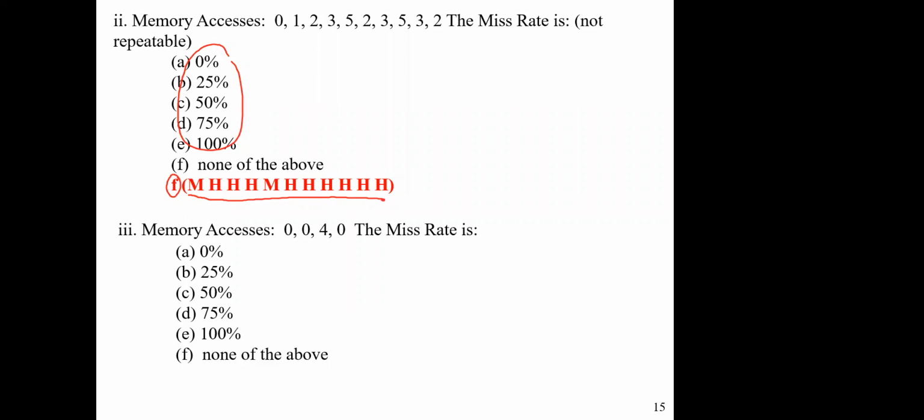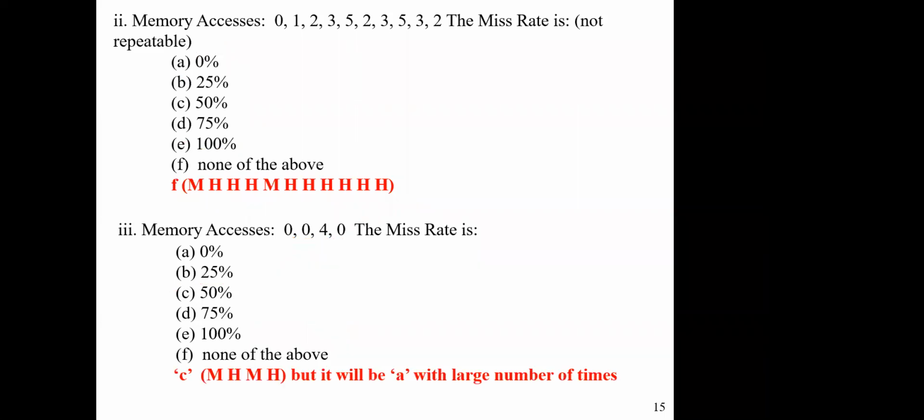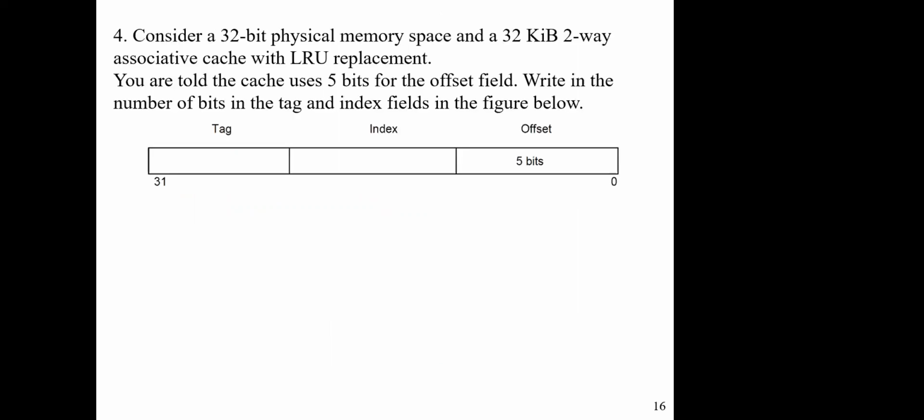If I'm asking about 0, 0, 4, 0, I don't have to draw the same things again. The 0 will be a miss. Again, 0 is hit, 4 is miss, 0 is hit. What is the miss rate? 50%, because 2 misses out of all 4, so I will have 50%. And of course, the answer will not be the same if it is repeating, because if it is repeating, it will be something different. So you need to think about that as well.